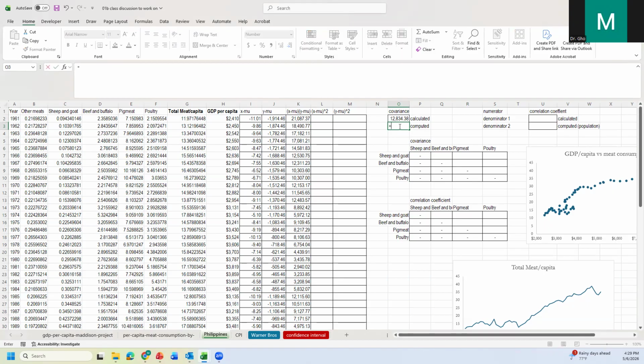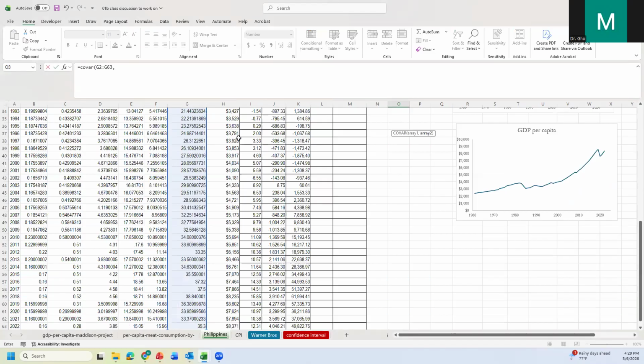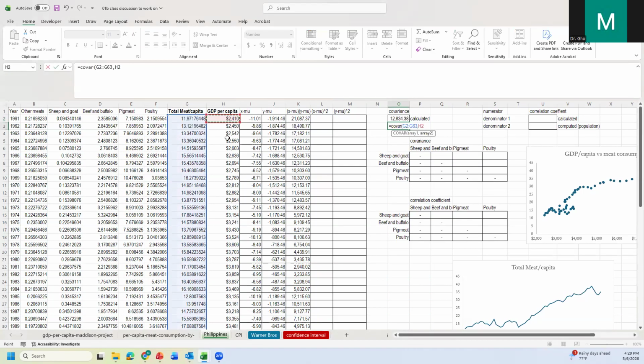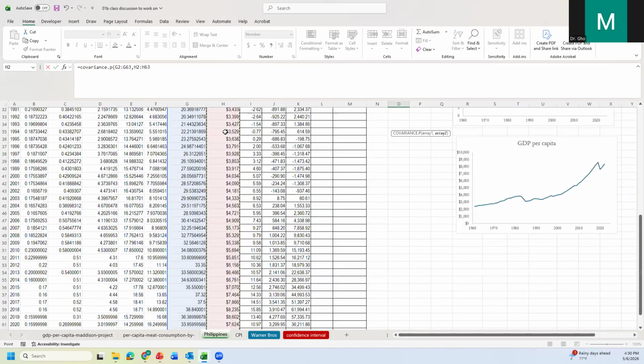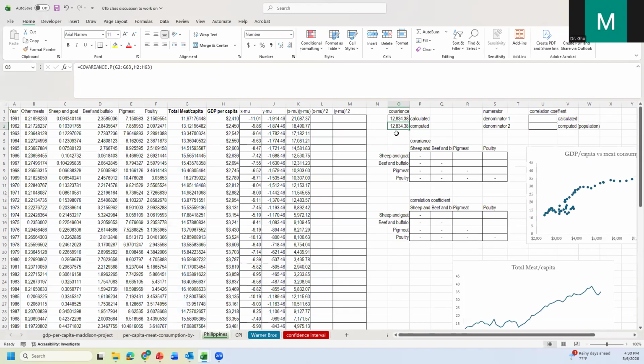That works. We could also do, let's see, equals var.p. That's the older formula, this one that you found in the textbook. And that'll give you the exact same thing. Those numbers don't differ from each other. If you wanted to use covariance.P, you'll find that the result will be the same. So we have 1283.38 instead of the formula itself.